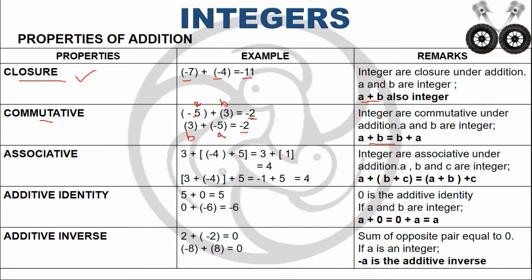So both the answers we will get as minus 2. So the condition is satisfied. So integers are commutative under addition. So next one is associative.